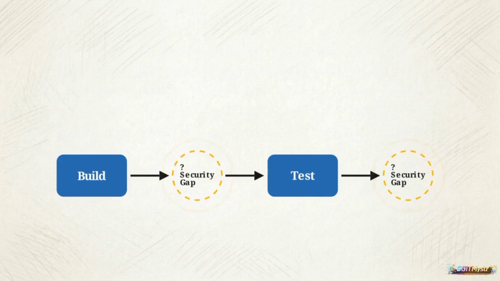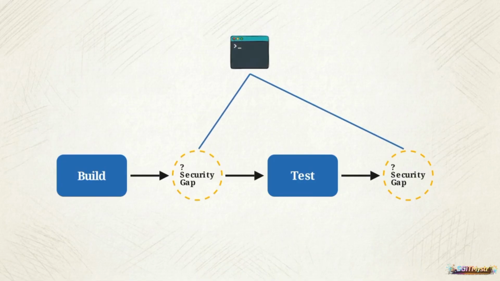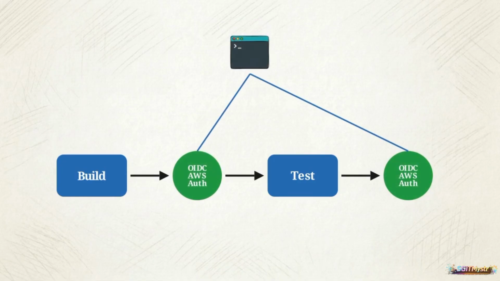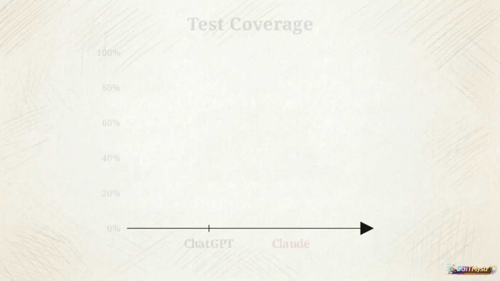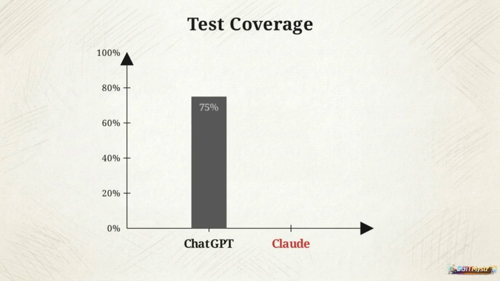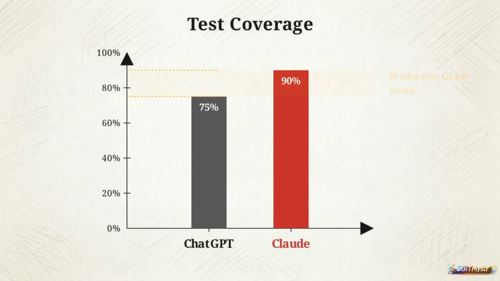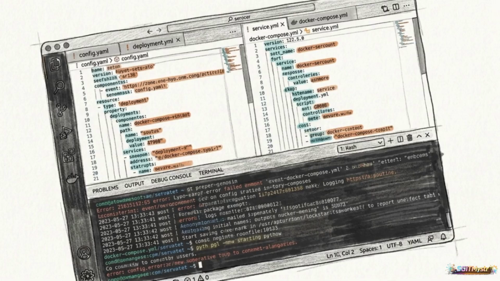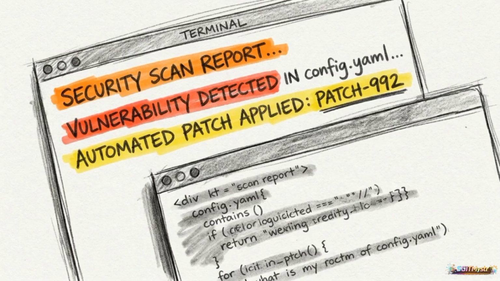This flowchart represents a standard continuous integration pipeline. Notice the empty nodes where security gates should be. Claude reads your architecture, proactively filling gaps with configurations like OIDC-based AWS authentication. We see the impact in this bar chart. Teams achieved 80 to 90% test coverage using Claude, compared to 60 to 75% with ChatGPT. For the complex work of productionizing infrastructure, starting with an agent that understands your environment helps catch security omissions before the code ever reaches your pipeline.